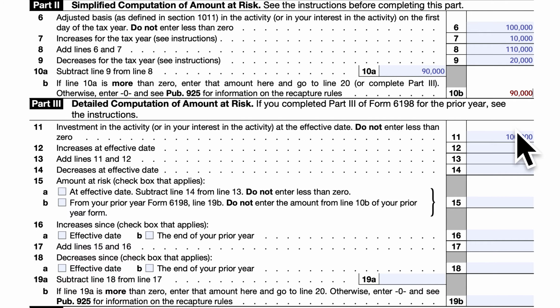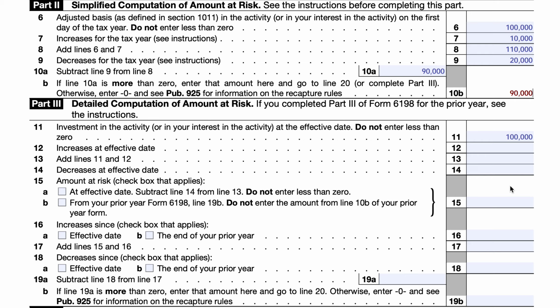Investment in the activity, we'll just say that it's the same as up here. However, technically, there is a worksheet that you can go through in the IRS form instructions. It goes step by step to help you calculate your basis. It takes a lot of other variables into consideration.